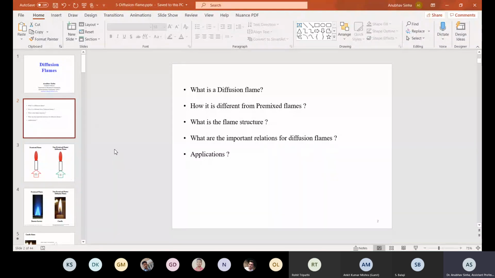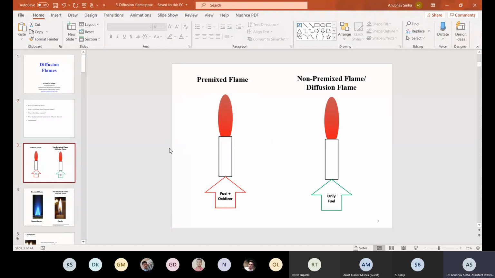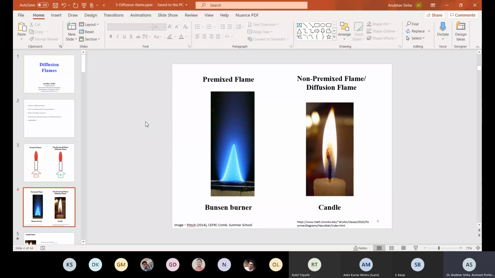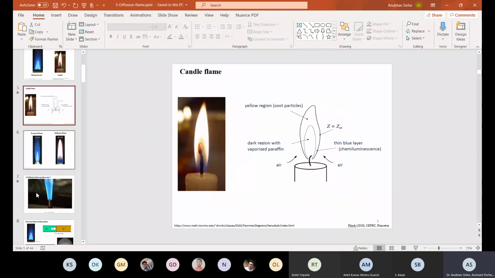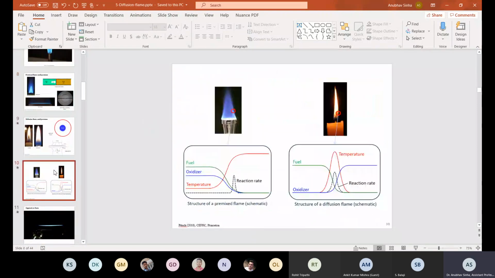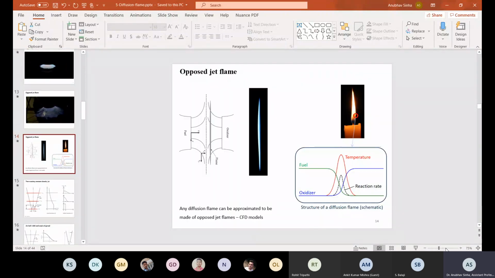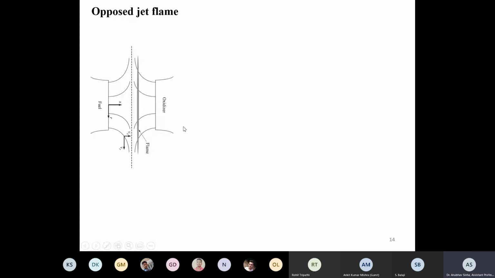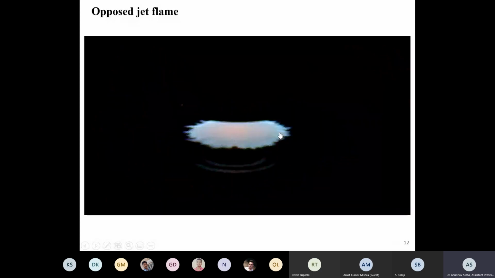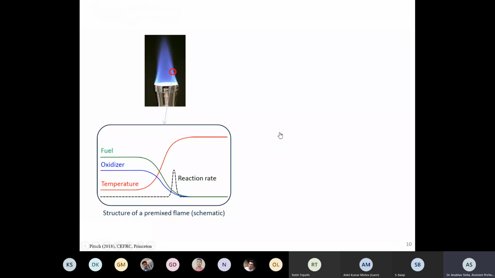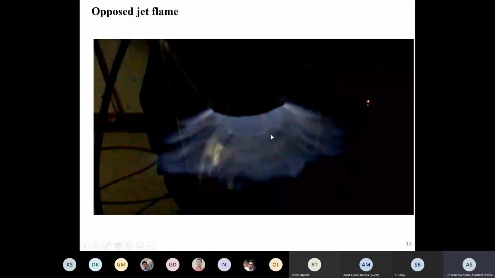So we started about diffusion flames. We noted down the difference between premixed and diffusion, and we looked at various cases. And we looked at the opposed jet flat flame, right? Now, this is your flat flame, what you saw in the video yesterday, right? Let us say that I tilt this.